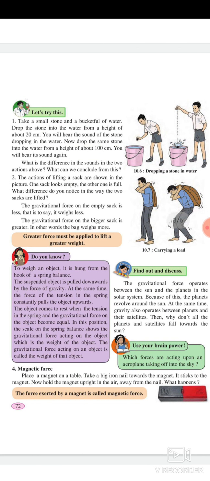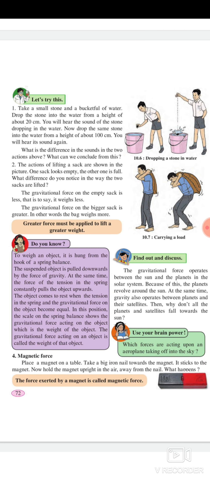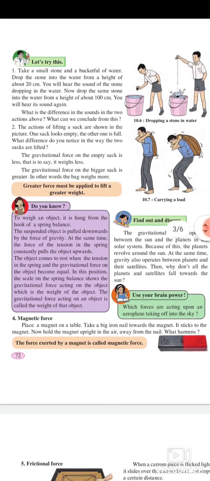Look at the actions of lifting a sack as shown in the picture. One sack looks empty, the other one is full. What difference do you notice in the way the two sacks are lifted? The gravitational force on the empty sack is less, so it weighs less. The gravitational force on the bigger sack is greater. In other words, the bag weighs more. Greater force must be applied to lift a greater weight.